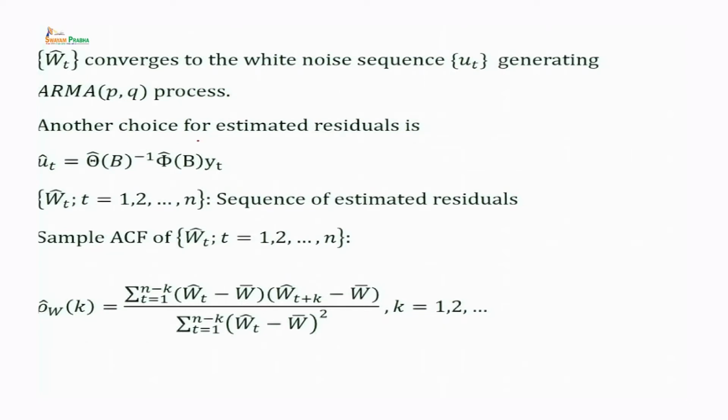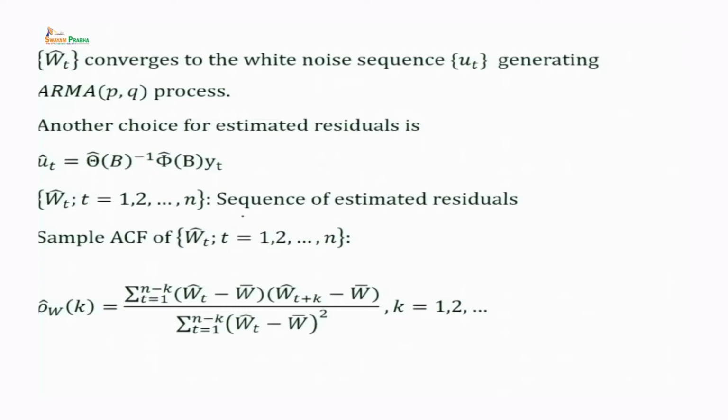Then another choice of estimated residuals is U hat t equal to theta hat B inverse phi hat B y t, where theta hat B and phi hat B are polynomials of the ARMA(p,q) process. The only difference is that we have replaced the thetas and phis by their corresponding estimators.